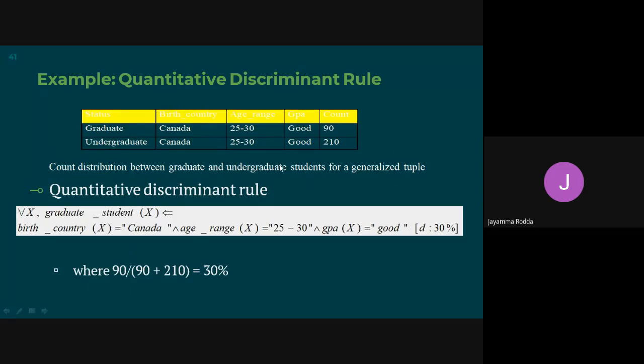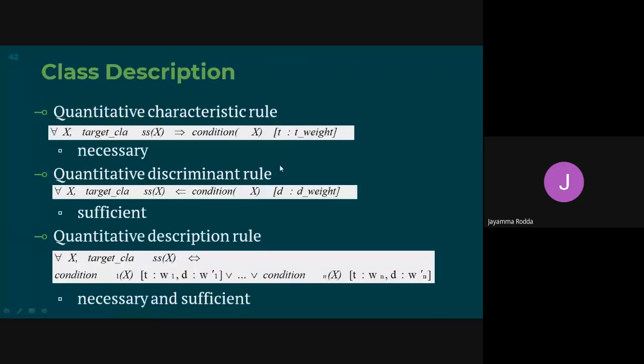Okay. Next. Class descriptions. The quantitative characteristics rule. This is the syntax of the quantitative characteristics rule, quantitative discriminant rule, and quantitative description rule. Each of them is necessary and sufficient for the class description.